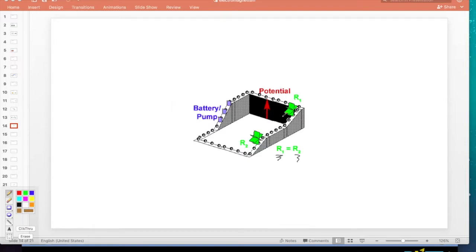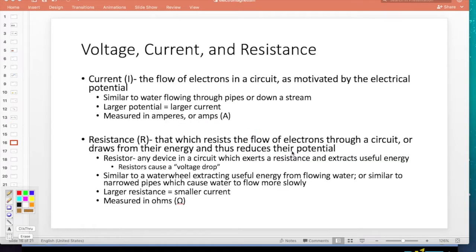So a resistor is anything that slows down or resists the flow of electrons while extracting useful energy from those electrons, thereby dropping the electron's potential. So we say that resistors cause a voltage drop because they exert a resistance and they extract useful energy that causes the potential energy of the electrons to decrease. And remember, potential for an electron is defined as voltage, so resistors cause a drop in voltage. Again, it's similar to a water wheel extracting useful energy from flowing water. The bigger the resistance, the smaller the current. We'll talk about that later. And resistance is measured in a unit known as ohms.